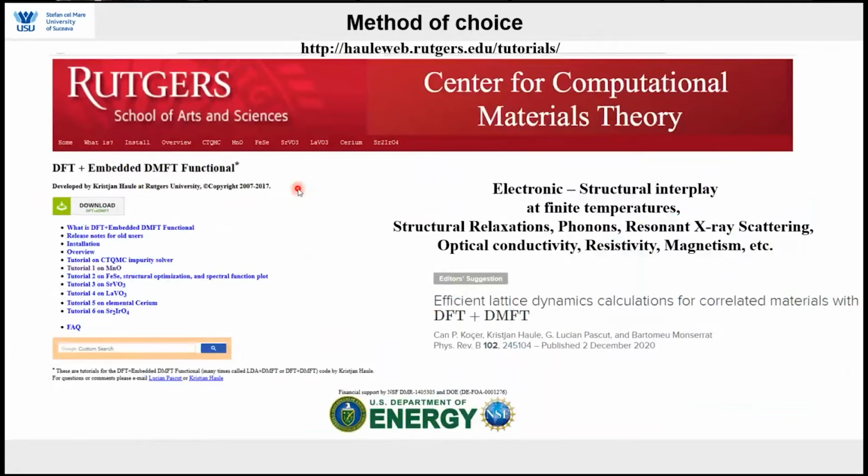Now, coming back to this method of choice, while I was at Rutgers with Christian Hall, we developed various tutorials to do things on various materials. So at the moment, we can do structural relaxations, we can do phonons, we can compute resonant X-ray scattering, optical conductivity, resistivity, magnetism. So in any material where you have D or F electrons, you expect to have some correlations.